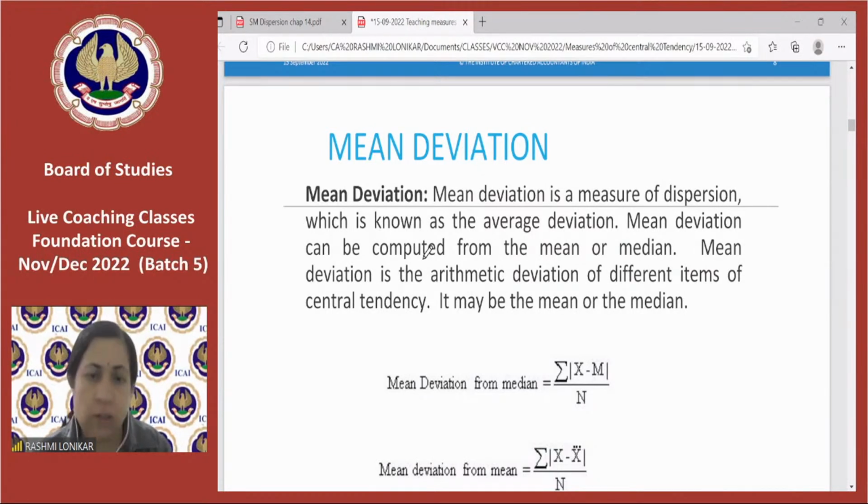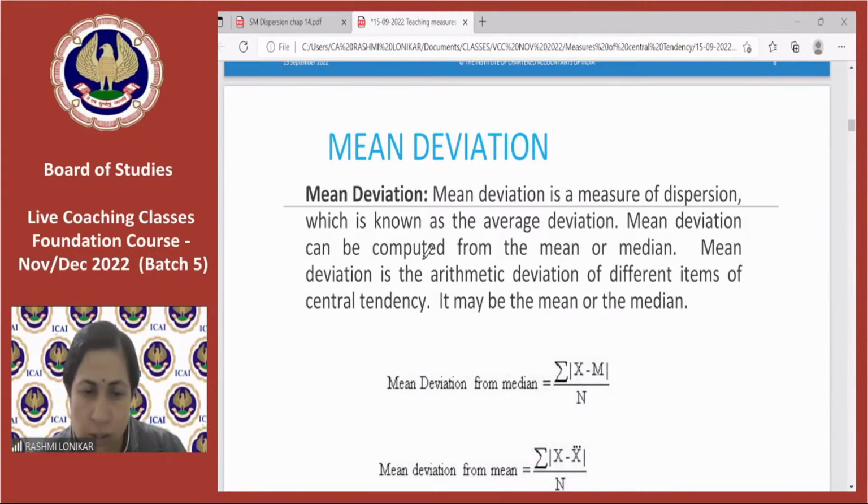So that is why we have mean deviation from the mean and mean deviation from the median. Why? Because these are central tendencies. So this is a value around which most of the data is revolving. So first we are going to talk about mean deviation.